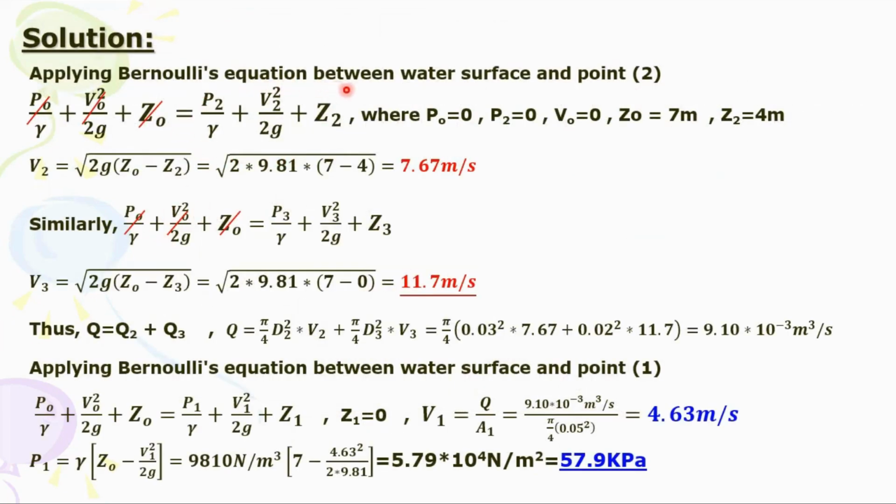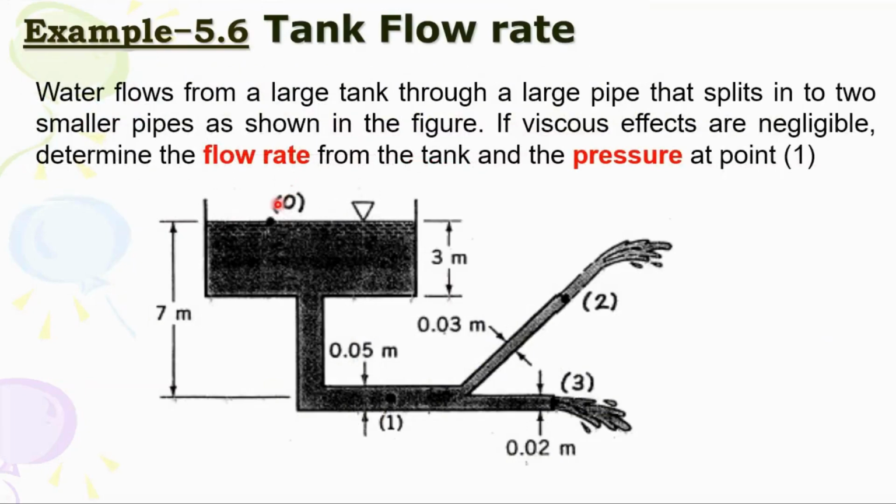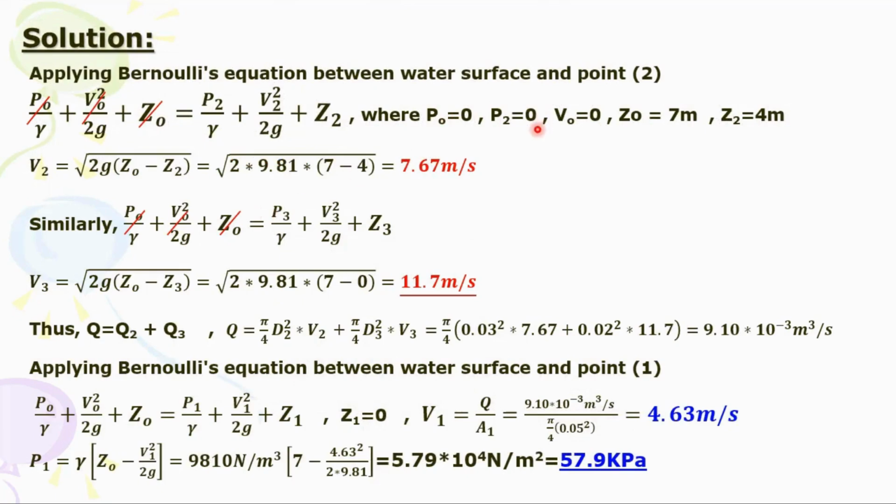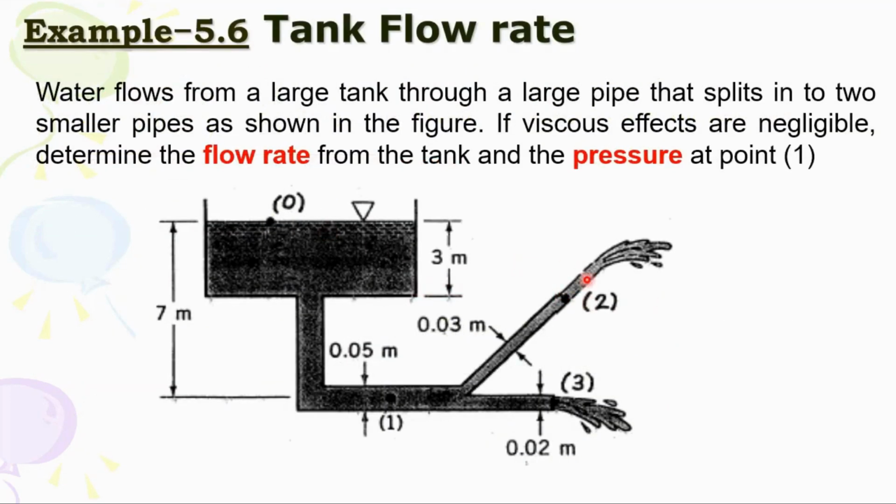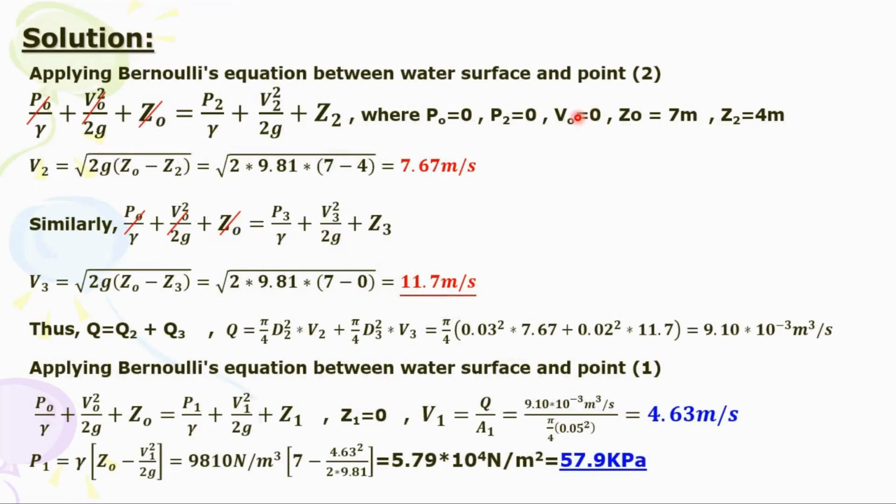Applying Bernoulli's equation again between the water surface and point 2, you have the total head in the reservoir at point 0, and then you have pressure head, velocity head, and potential head. So P0 is 0 because it is open to the atmosphere. Here P0 is 0, then P2 is also 0 because it will flow out to the atmosphere. Then V0 is initially at rest.